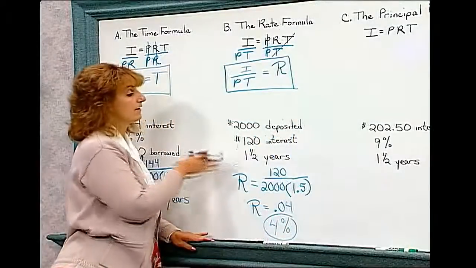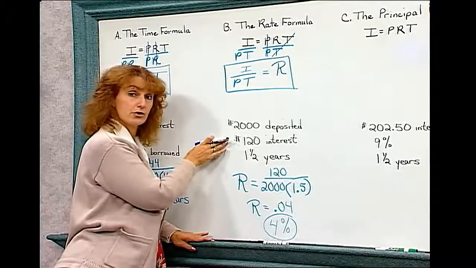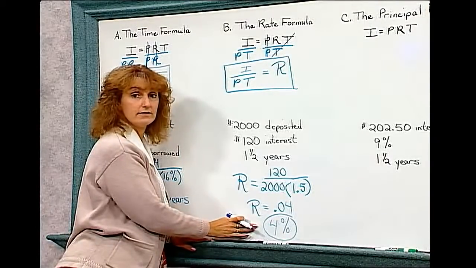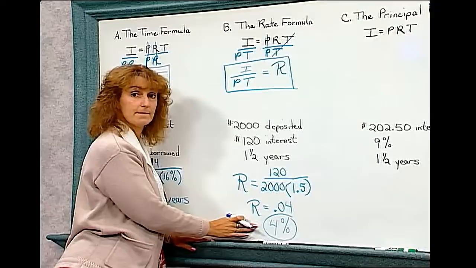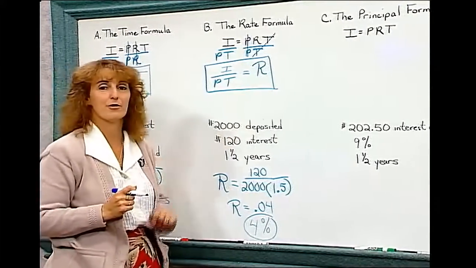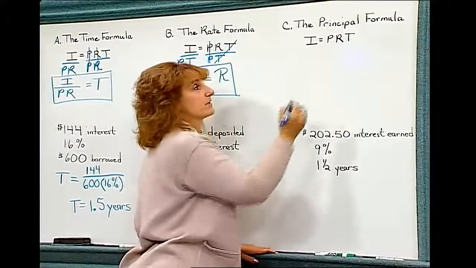So we know that if Bob put $2,000 in the bank for 1.5 years and earned $120 interest, we can find his percent. His rate of interest is 4%. But what if we want to know the principal? We come over here, we can do the same thing. We want to isolate the principal.